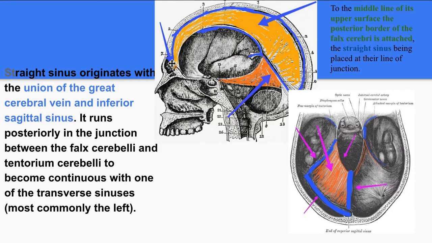So what are the three key points about the straight sinus? It is formed by the union of the inferior sagittal sinus and the great cerebral vein. It runs posteriorly in the junction between the falx cerebri and the tentorium cerebelli to become continuous with one of the transverse sinuses, most commonly the left. This is not falx cerebelli, it's falx cerebri.